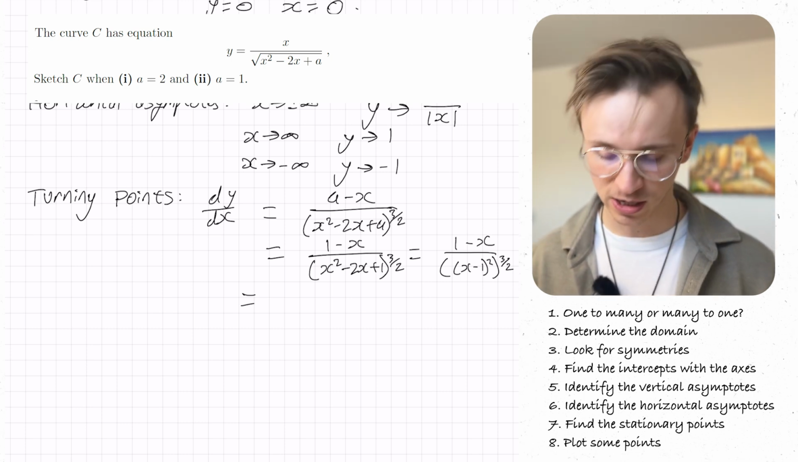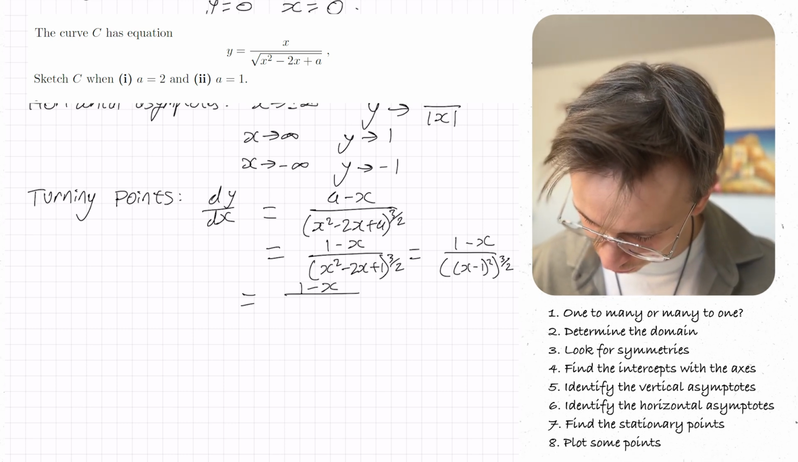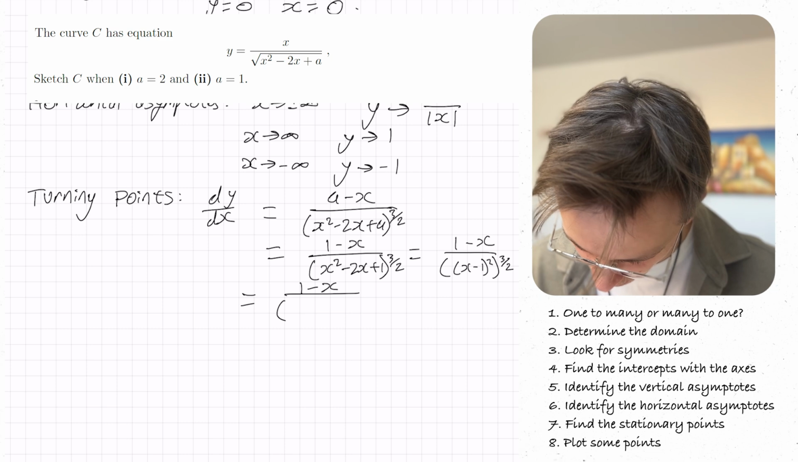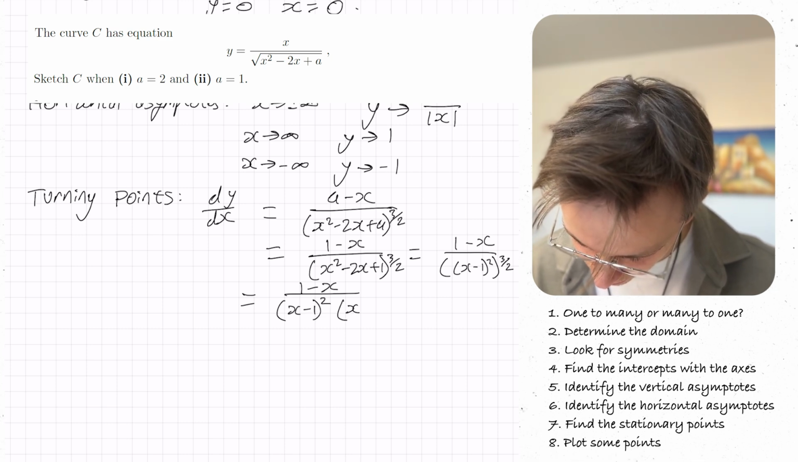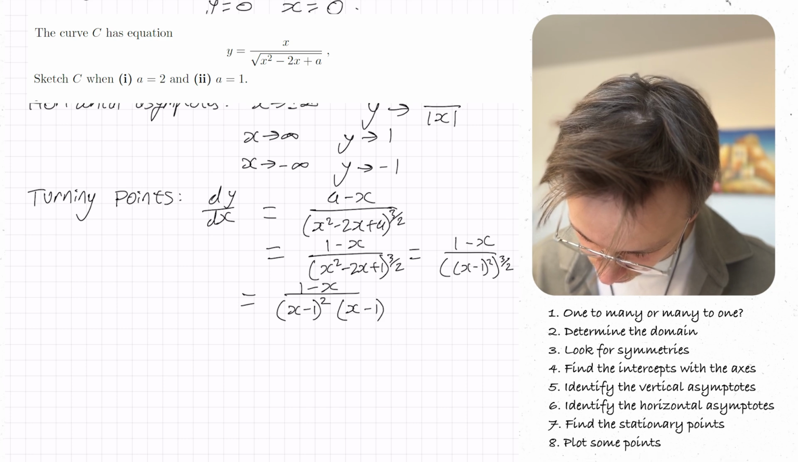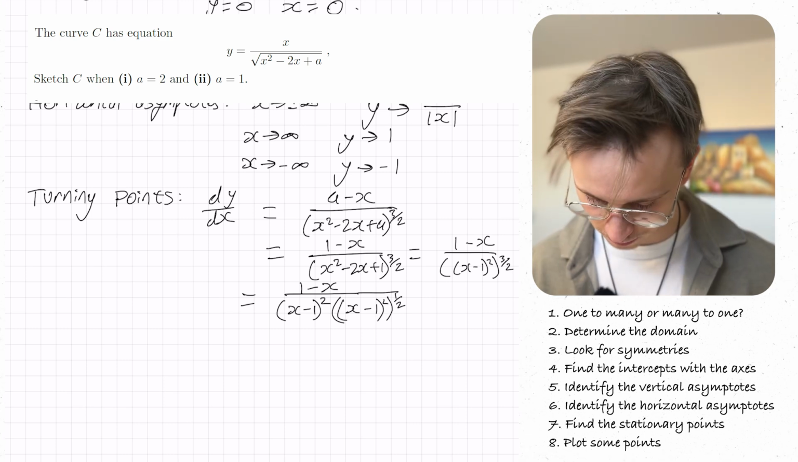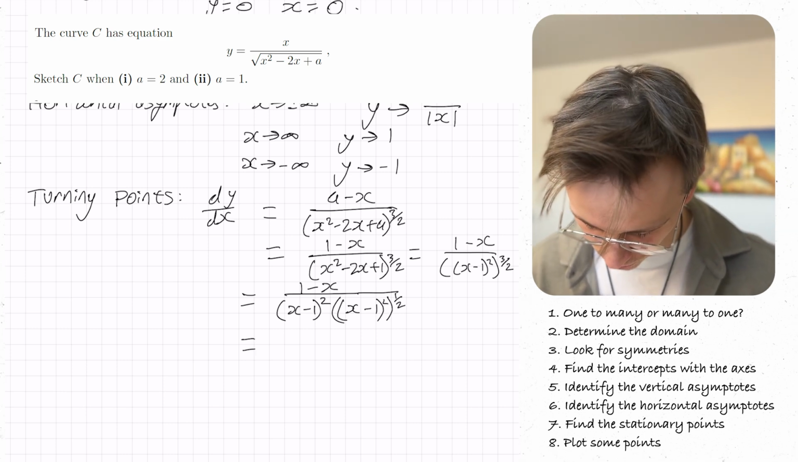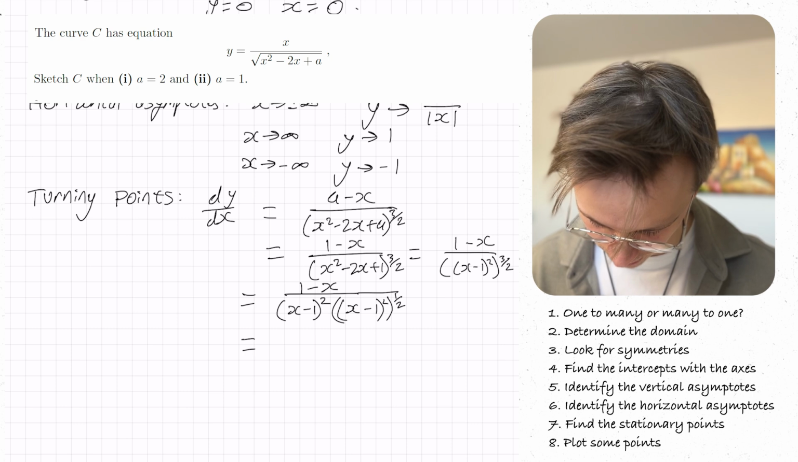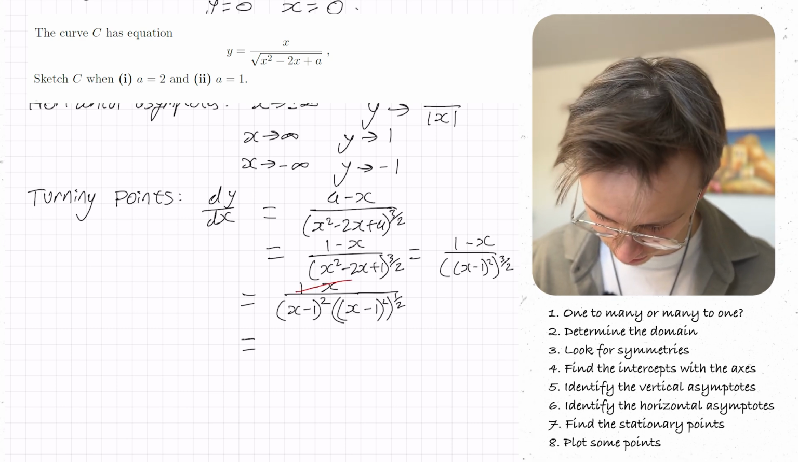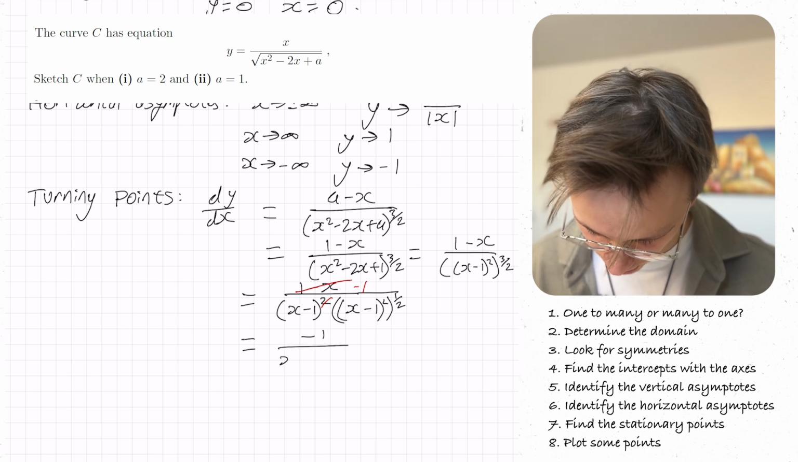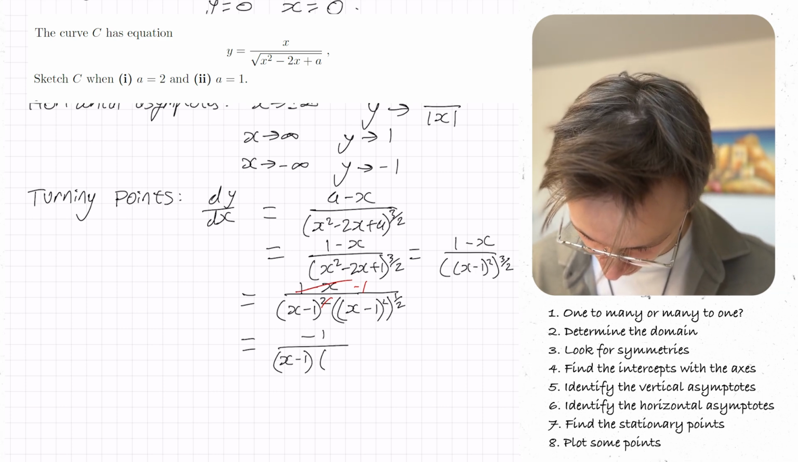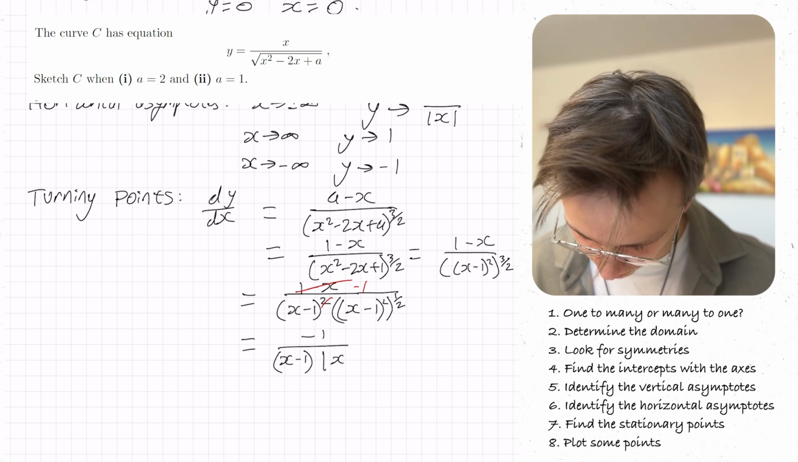And there's a bit of a cheeky analysis you can do, which is 1 minus x all over (x minus 1) all squared multiplied by (x minus 1) all squared to the power a half. Okay, and then we can do a bit of cancellation. We can cancel the top with one of the bottom. So this with this, we're left with minus 1. So we've got minus 1 all over x minus 1. And then this is the same as before, it's the modulus of x minus 1.